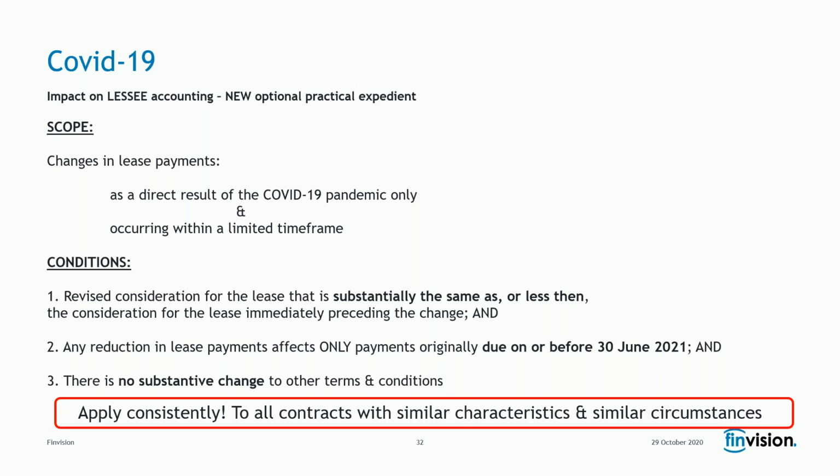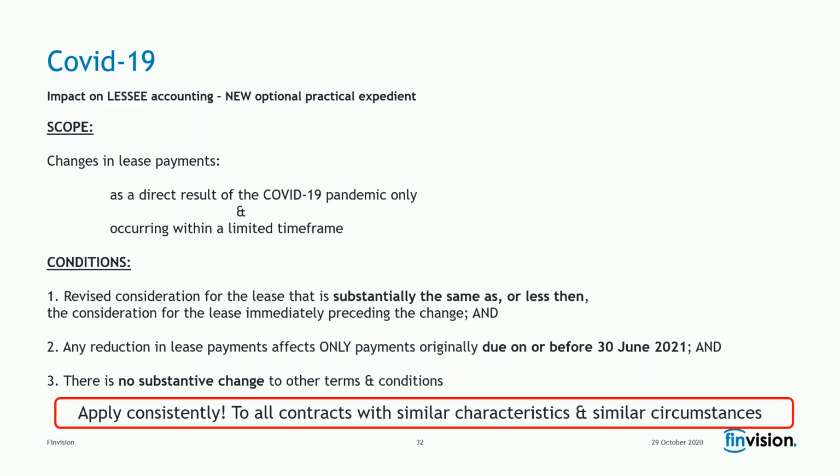And so the conditions are cumulative, and a reduction in the lease payments only affects payments originally due on or before 30th of June 2021. So if you have lease reductions extended beyond the 30th of June 2021, you will not be able to apply the practical expedient. But if those lease payment reductions are only within that limited time frame, then you will be able to apply the practical expedient. And then the third condition is that there should be no substantive change to other terms and conditions.